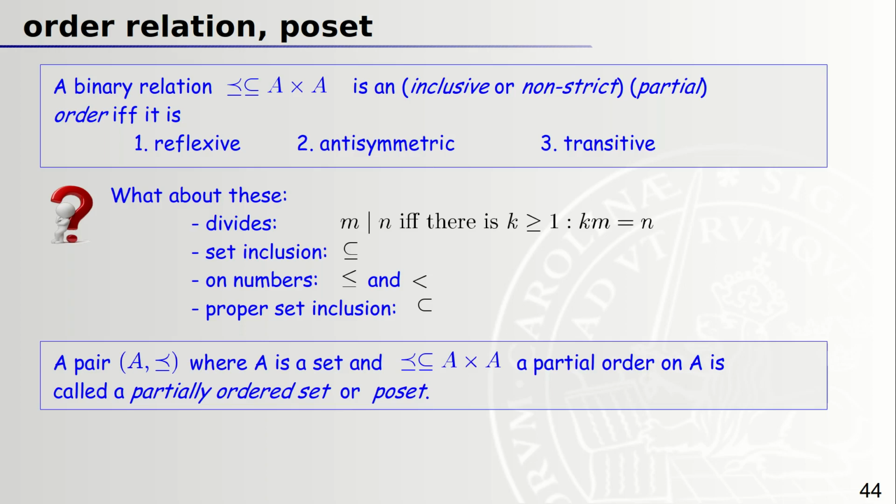If you combine a set with a partial order over it, the resulting pair is called a partially ordered set, or poset for short. For example, N plus under the divides order is a poset, as is any power set under set inclusion.